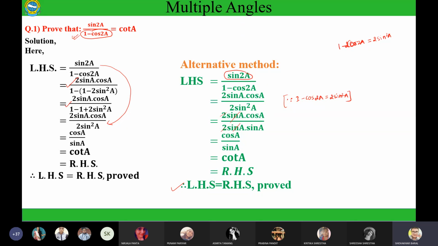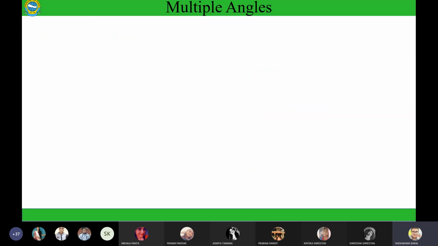So let's continue to question number 2. I'll take almost the same question in question number 2. So question number 2: prove that sin 2a upon 1 plus cos 2a is equal to tan a. See, there is only a slight difference. There was minus in the denominator in the earlier question. Here there is plus. Okay, I'll use the same different approach. That is, first of all, by using the formula for cos 2a, and later by using the formula for 1 plus cos 2a to solve this question.